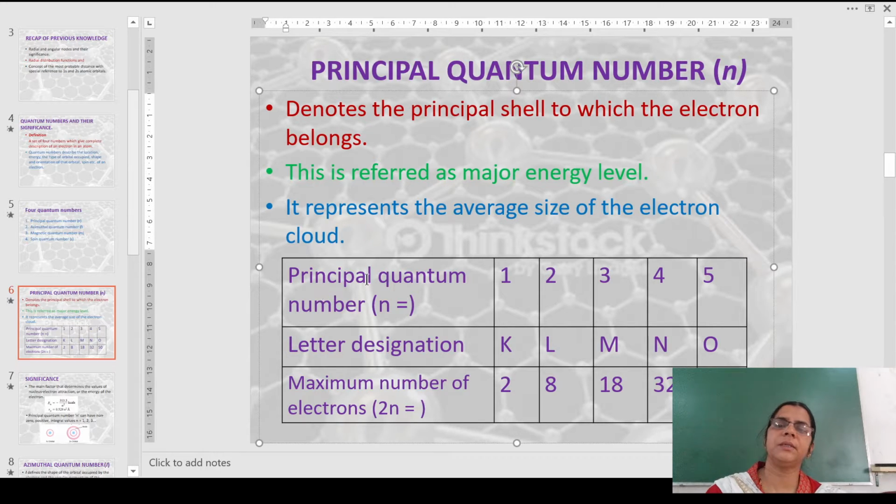Each of these values, n equal to 1, 2, 3, 4 and 5, has been designated as a shell with a different letter, K, L, M, N and O, which have been arbitrarily chosen. They can house a particular finite, quantized number of electrons. For example, the principal quantum number n equal to 1 is called the K shell. It can have only 2 electrons. Similarly, the L shell can have 8 electrons, the M shell can have 18 electrons, and so on.